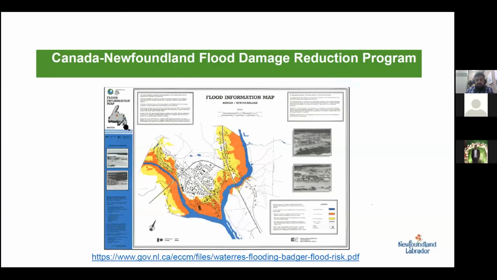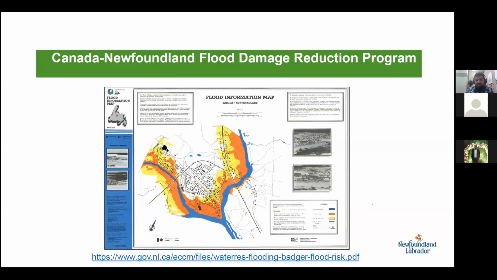I'm going to be talking specifically today about floodplain mapping. And in Newfoundland, floodplain mapping meant identifying a community which had repeated flooding incidents and going in and mapping out the 20-year flood zone, which is shown in orange, and the 100-year flood zone shown in yellow.